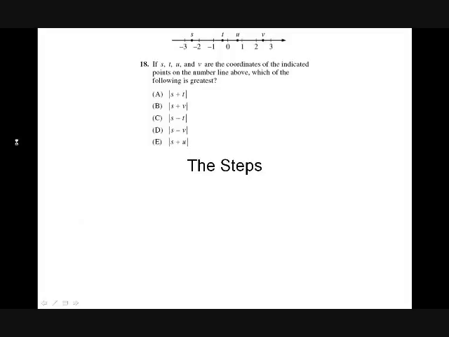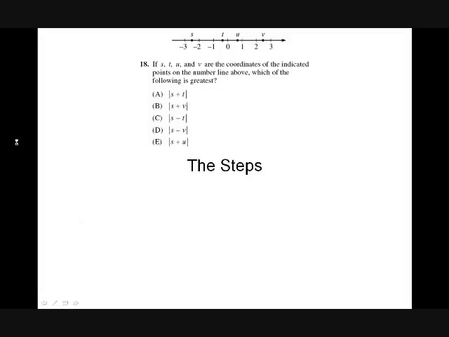So I'm going to take a look at answer choices B and D. Well, if I have S plus V, the absolute value of S plus V, and I use, say, negative 2.5 as my value for S and 2.5 as my value for V, I'm going to get negative 2.5 plus 2.5. That's going to give me 0, so the absolute value would be 0. Well, I know that that's not going to give me the greatest value.